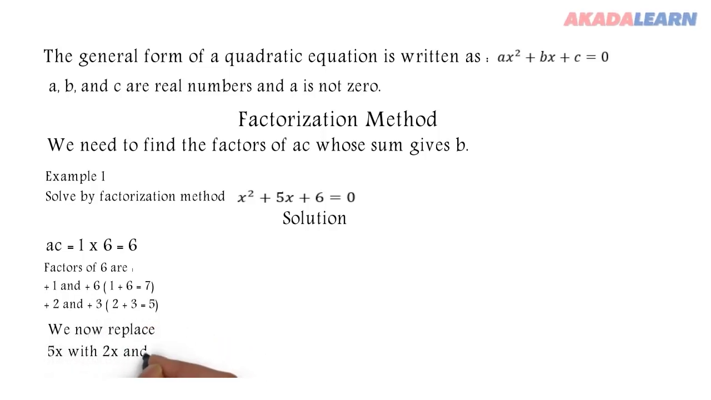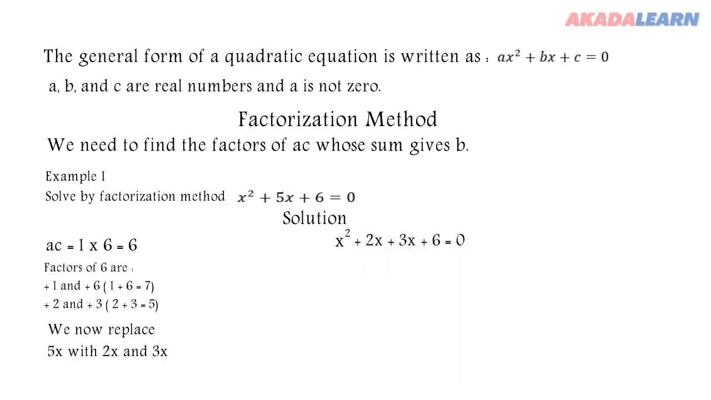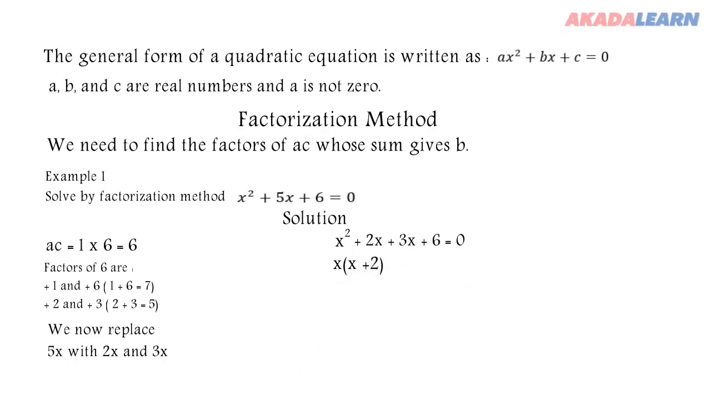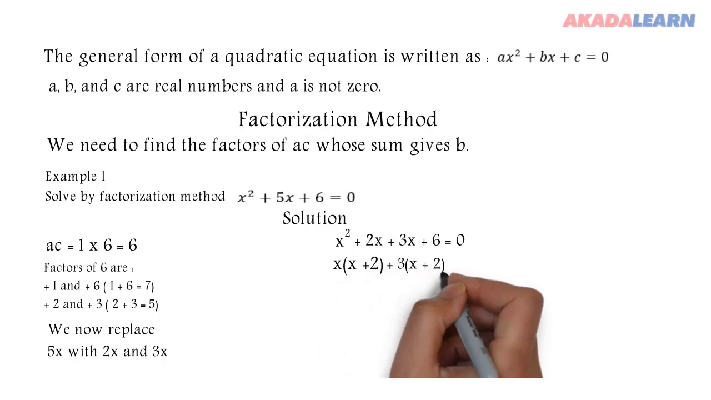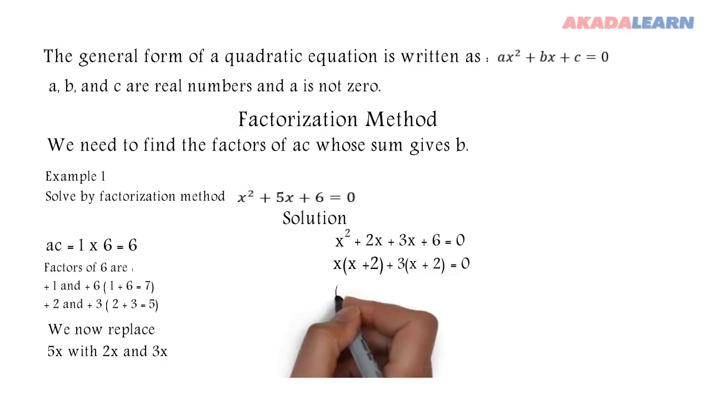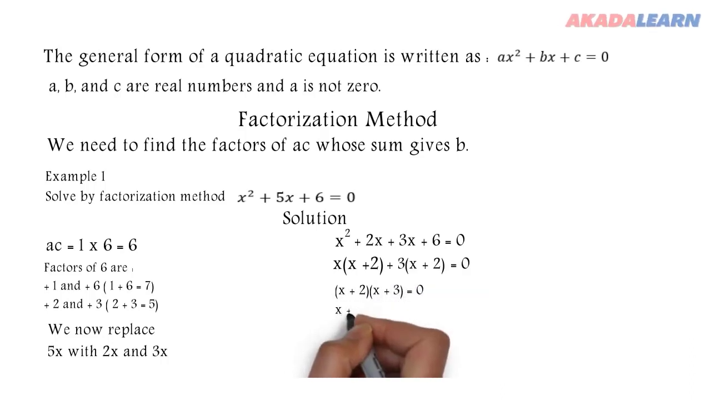So we are now going to replace 5x with 2x and 3x. So let's do that. Now we'll factorize the first two terms there. x is common, we'll factor it out. The last two terms, 3 is common, we'll factor it out. Okay, if you look at it closely, you discover that x plus 2 is also common. We also factor it out, so we are left with x plus 3.